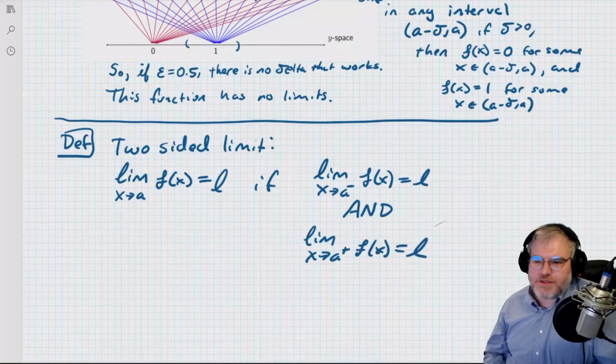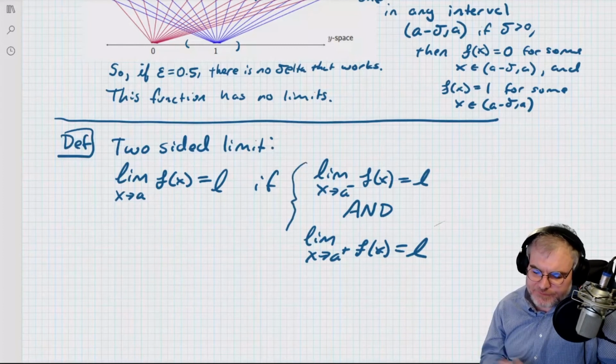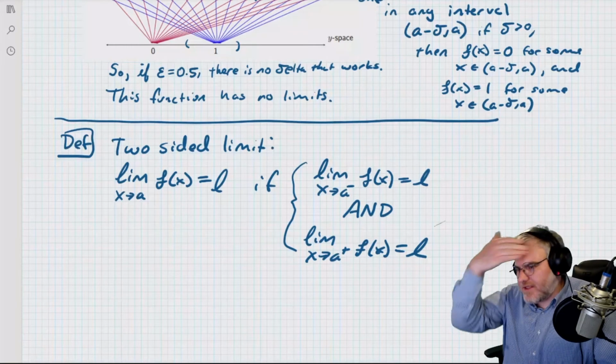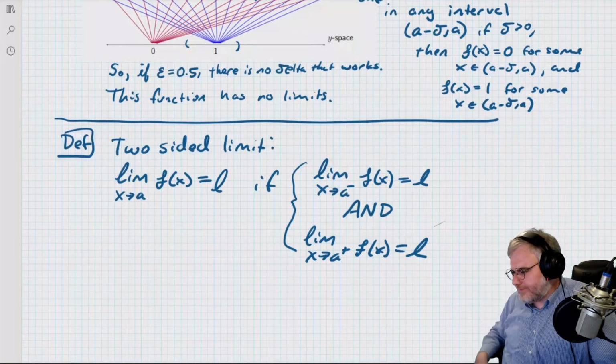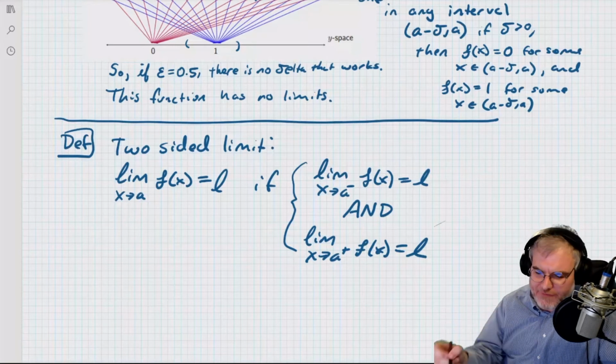There is a much easier definition right there. The two-sided limit: the limit as x goes to a of f of x equals L if both of these things are true. The limit from the left goes to L and the limit from the right goes to L. Now, isn't that a much simpler definition? How do we feel, 1 to 5, about this definition right here?